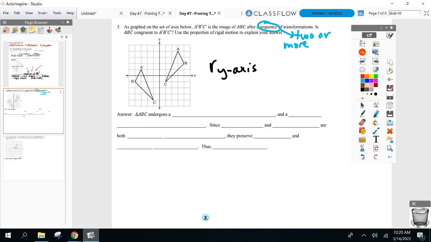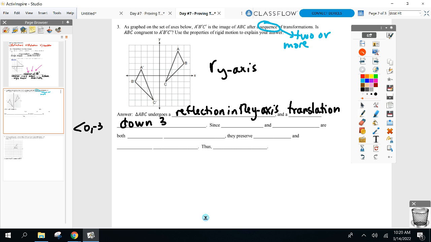ABC undergoes a reflection in the y-axis. Or you could write the symbol R with the lower subscript. And a translation down 3, or write whatever, write it in vector notation. If you want to write this instead, 0, -3. If you want to write the big T with 0, -3 below, all means the same.